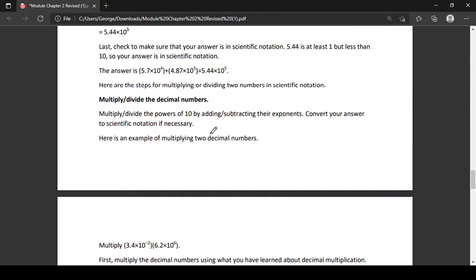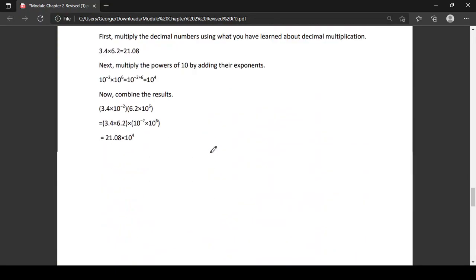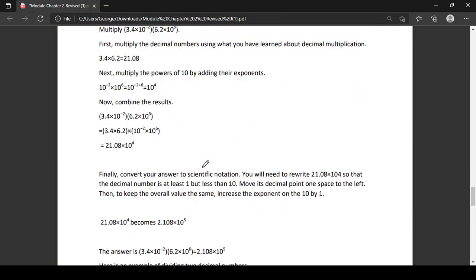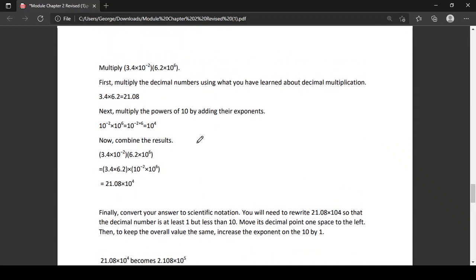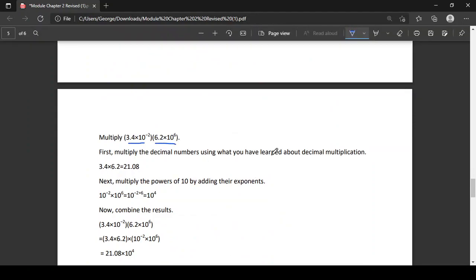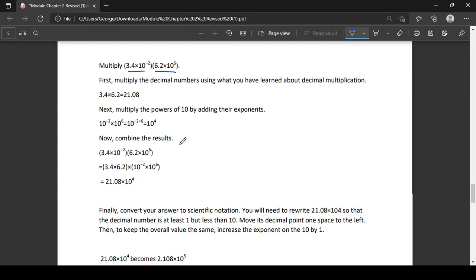Then, for the multiplying factors, if it is multiplication, you multiply them. And in division, you divide the multiplying factors. But the exponent, in division, what do we do? We subtract, sir. So, let me give you an example. You have 3.4 times 10 raised to the power of negative 2 and 6.2 times 10 raised to the power of 6. Kids, what do we do first?